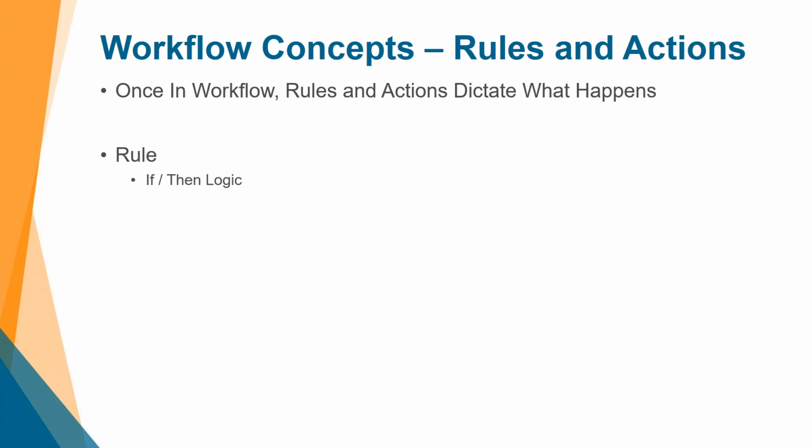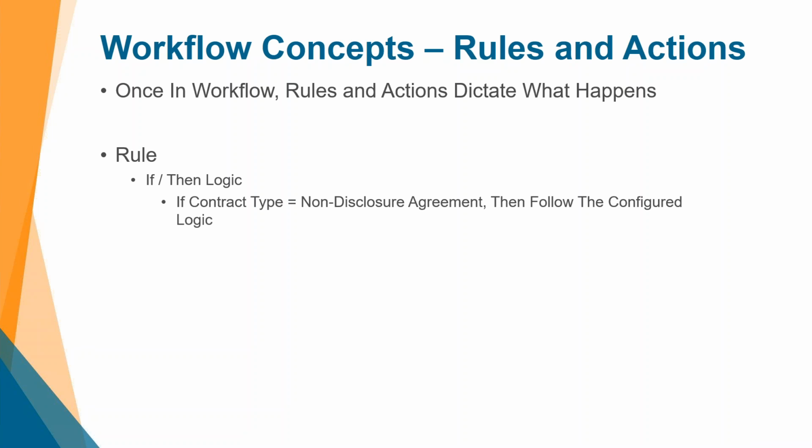We present the system a rule, and then based upon whether that rule was evaluated as true or false, potentially different things can happen here. So to use a really good example, if you're dealing with a contracts type of workflow, if the contract type is a non-disclosure agreement, then you need to follow the configured logic for an NDA versus any other contract type. That might go a whole different route and different process. It's all within the same workflow process, but we use those rules to take different paths.